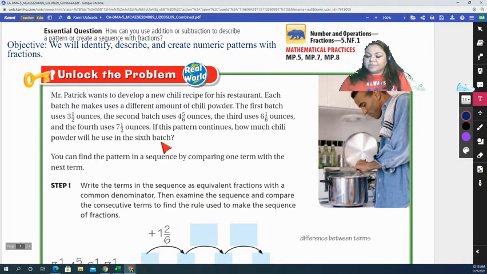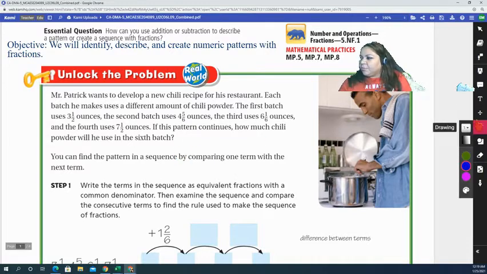So let's unlock the problem. We have a real world scenario here. Mr. Patrick wants to develop a new chili recipe for his restaurant. Each batch he makes uses a different amount of chili powder. The first batch uses 3.5 ounces. The second batch uses 4 5/6 ounces. The third uses 6 1/6 ounces. And the fourth uses 7.5 ounces. If this pattern continues, how much chili powder will he use in the sixth batch? So he uses different amounts of powder.